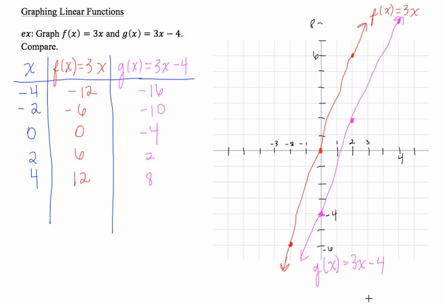Okay, so what I want you to notice here is that all the y values are the same between f and g. It's just that g of x is literally shifted down 4 units. See how that y value went down 4 units? Here's another y value. It went straight down 4 units. All of these y values go straight down 4 units.